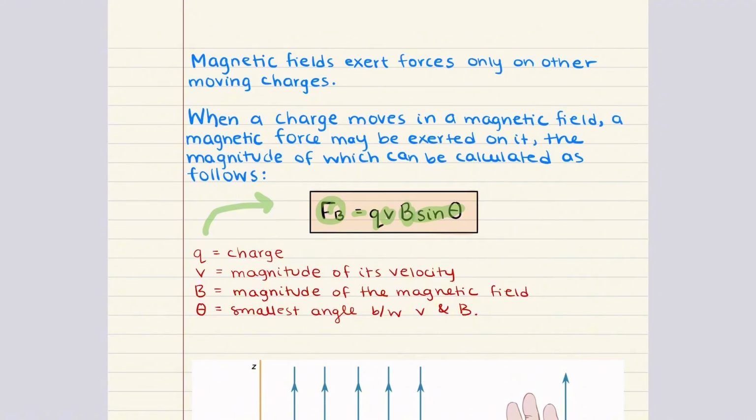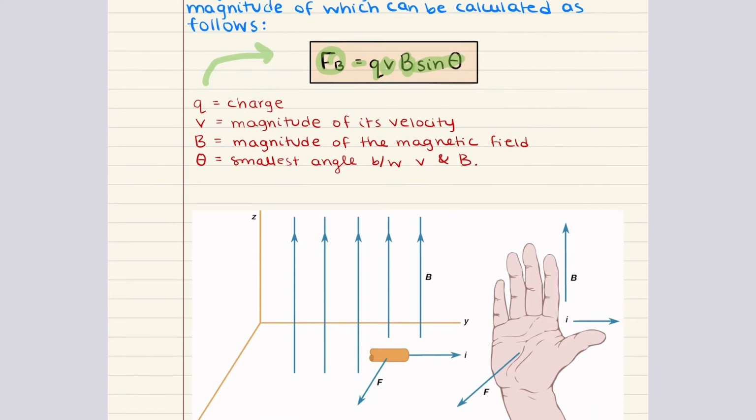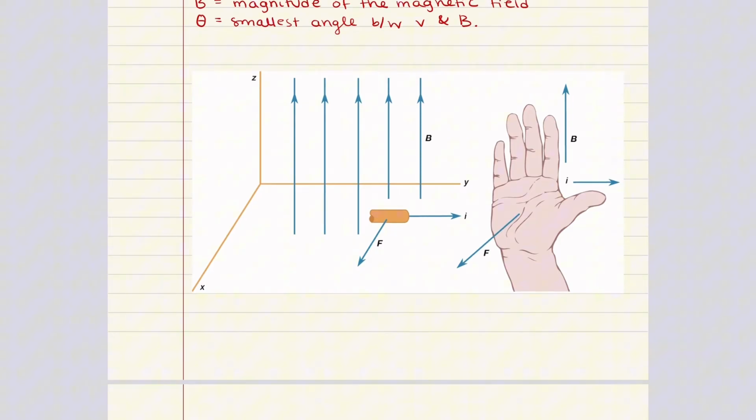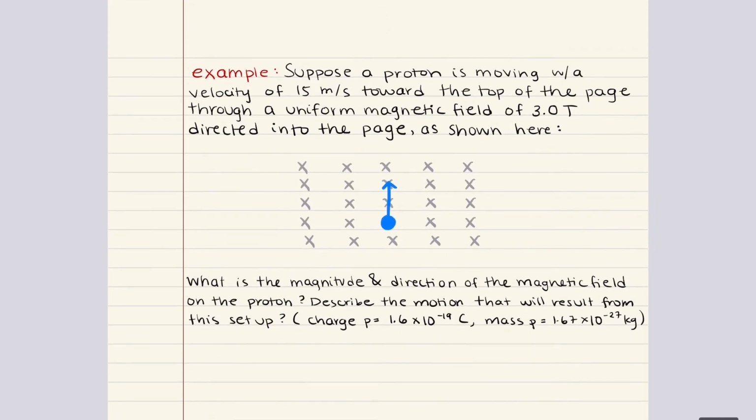So to determine the direction of the magnetic force on a moving charge, the first thing you want to do is position your right thumb in the direction of the velocity vector. Then put your fingers in the direction of the magnetic field lines, and your palm will point in the direction of the force vector for a positive charge, whereas the back of your hand will point in the direction of the force vector for a negative charge. Let's put this into effect by tackling a practice problem.